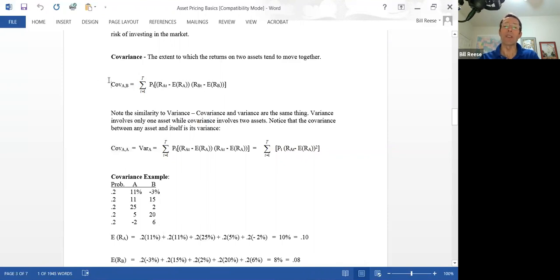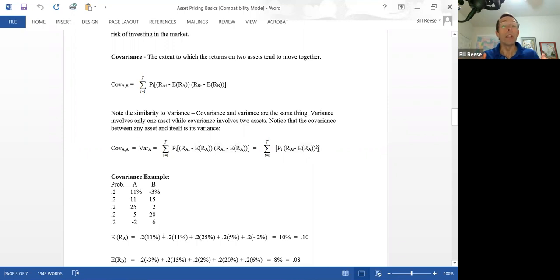See, when we had two different assets here, A and B, we took a look at the return on A minus its expected return times the return on B minus its expected return. Now, if it's A with A, then what we're looking at is the return on A minus its expected return multiplied by the return on A minus its expected return. So that is the return on A minus its expected return squared. And that is exactly what the variance of A is.